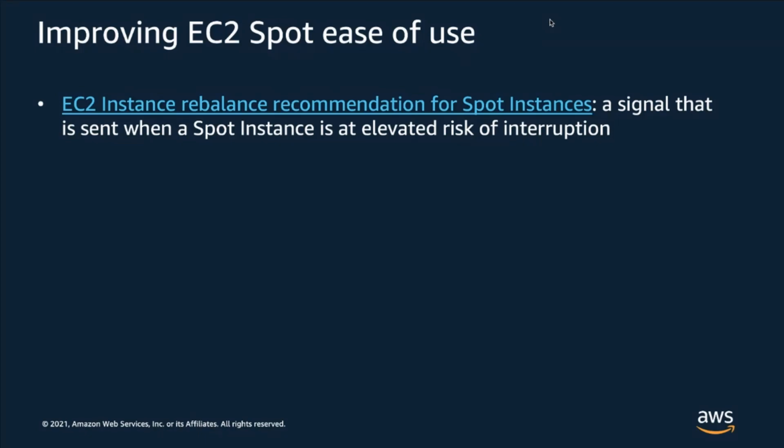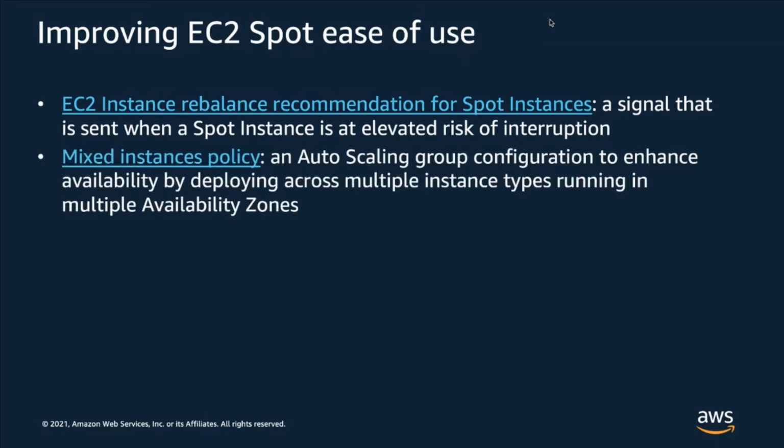This is a new signal that we're providing that gives you a heads up when a spot instance is at an elevated risk of interruption. So this is something that you can tap into to understand, hey, one of my instances is at an elevated risk of interruption. Maybe I want to start checkpointing my job. Maybe I want to start draining my containers. Maybe I want to take some sort of action against this elevated risk of interruption signal.